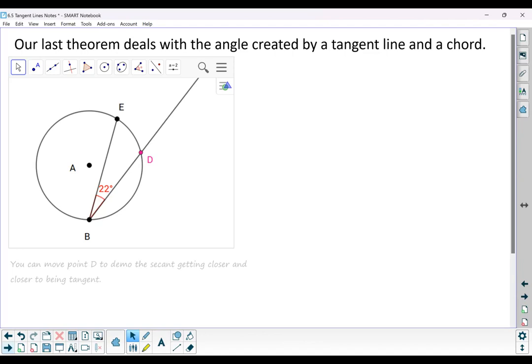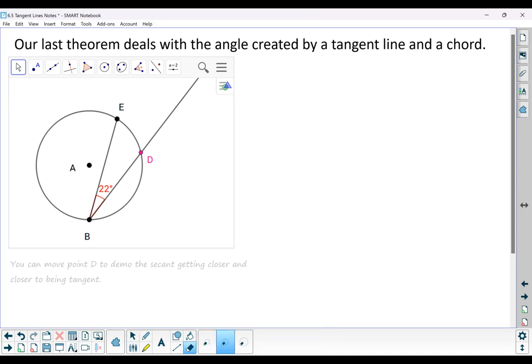Our last theorem deals with the angle that is created by a tangent line and a chord. So I have this demo to help you see what we're talking about here. Right now I have an inscribed angle of 22 degrees. That means that I have an arc that has a measure of 44 degrees.